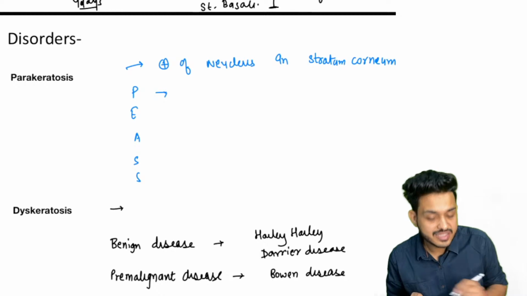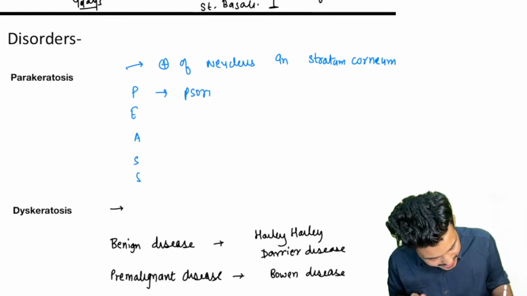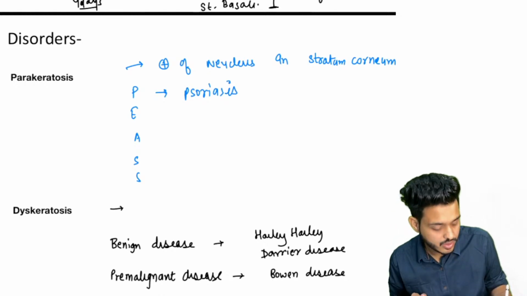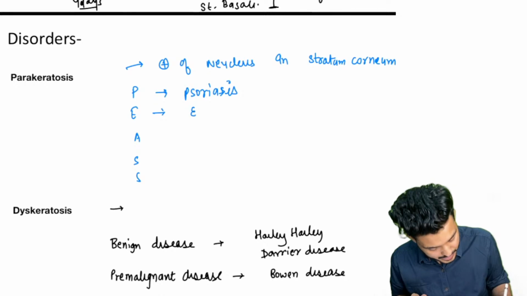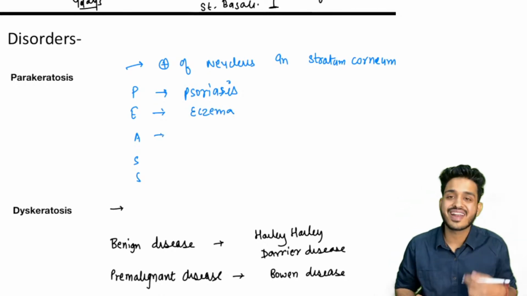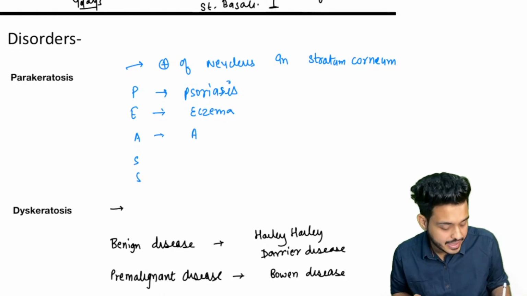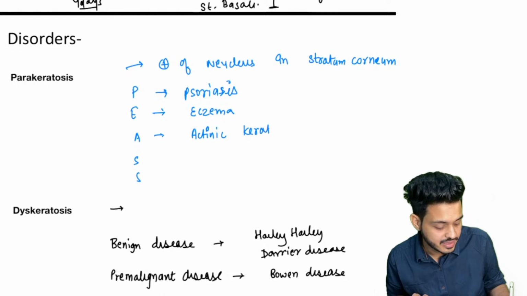Okay, P is for psoriasis, you will see it in the cases of psoriasis. कौन सी डिजीज में दिखेगा? Psoriasis. E for eczema. A for actinic keratosis. Just remember it is as it is, actinic keratosis.